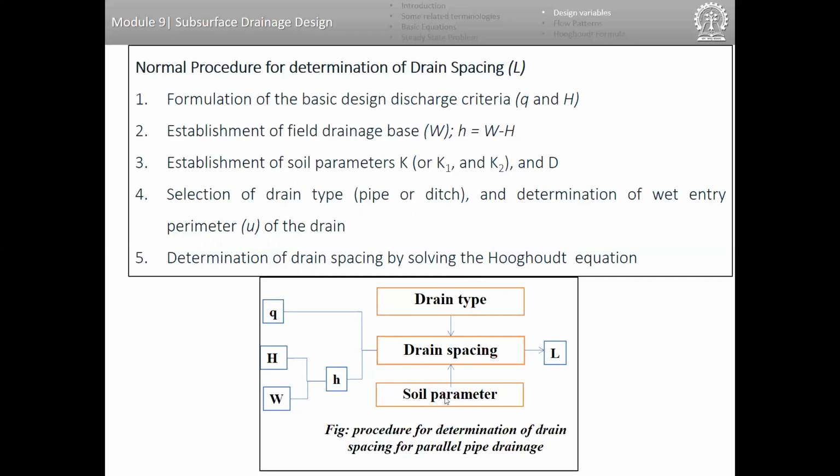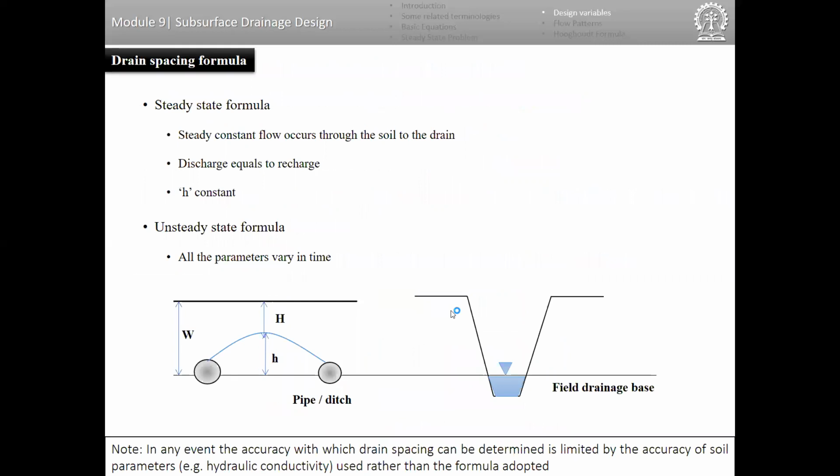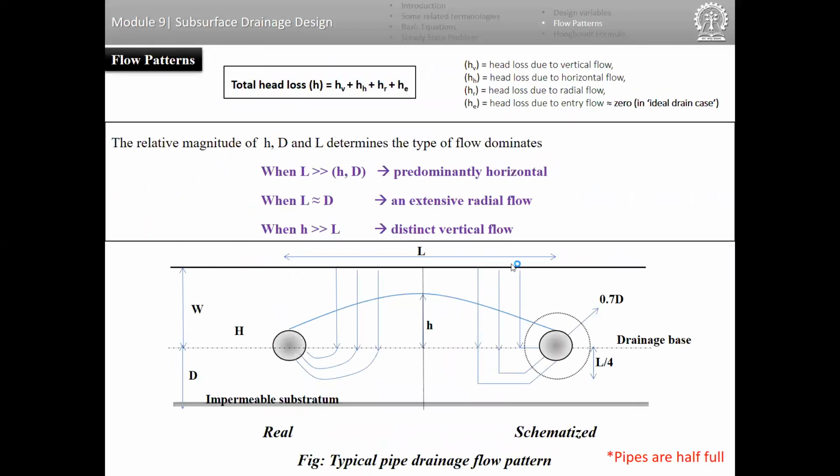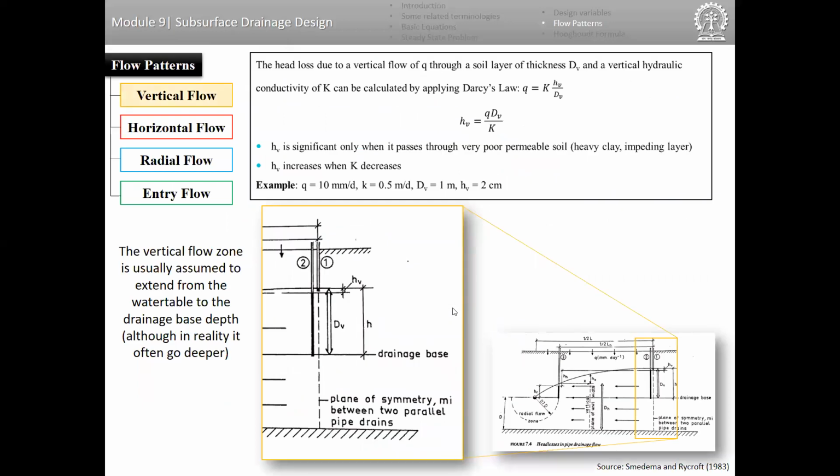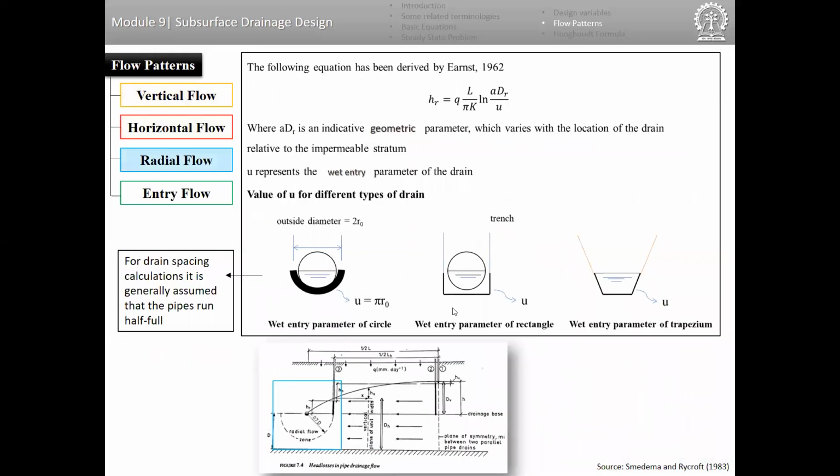For example, the conductivity, if it is layered soil, we can have K1, K2, and what kind of soil parameters, and D, and selection of drain type. So parameters related to the drain type, like what kind of drainage system we have, pipe or ditch, and determination of the wet entry parameter of the drain. So wet entry parameters are nothing but, we are going to see actually, this is your wetted entry parameter, that is U.